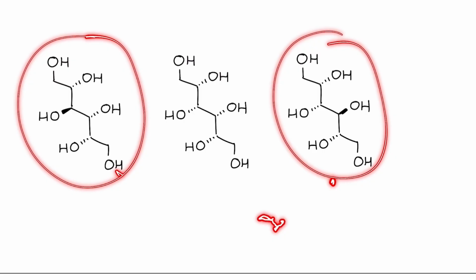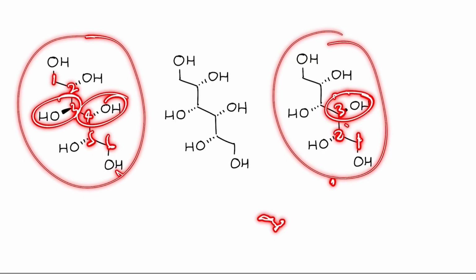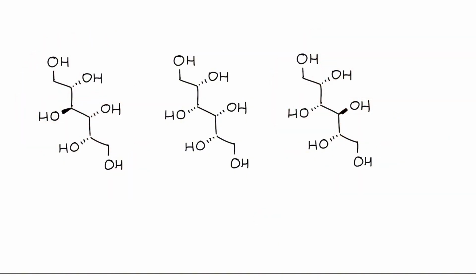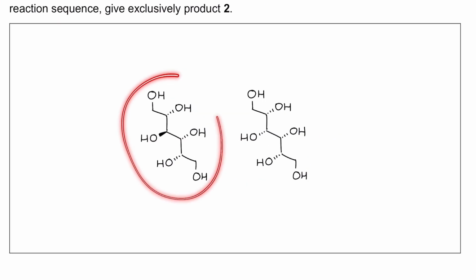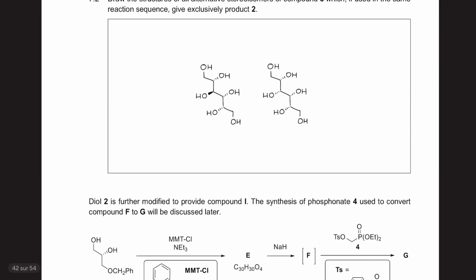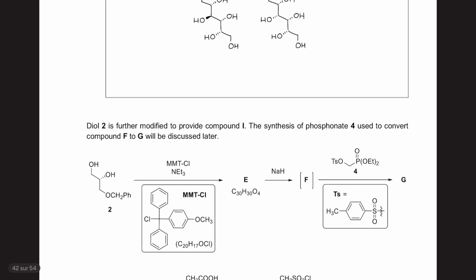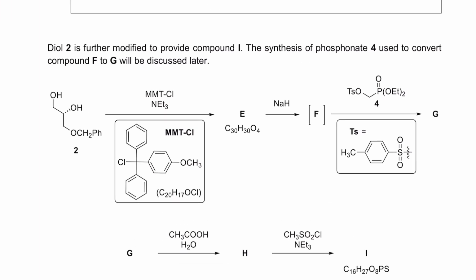Because if you look carefully, that's 1, 2, 3, 4, 5, 6. And if you come from down to up for the right compound, 1, 2, 3, as you can see, it has the same absolute configuration. So there's only 2 alternative stereoisomers, because this one and the one that I drew are the same. I didn't realize that when I was thinking in my mind, but when I draw it out, yeah, they're the same.